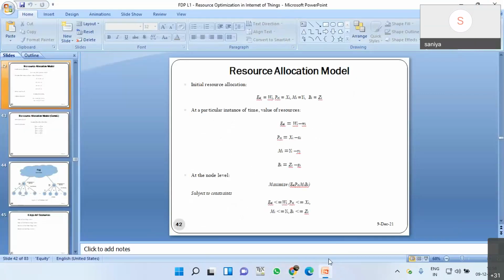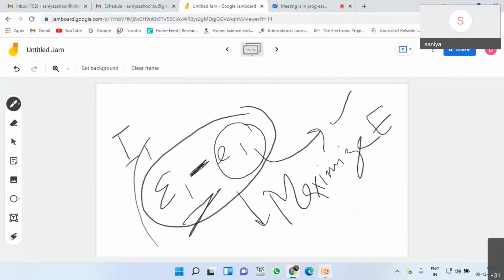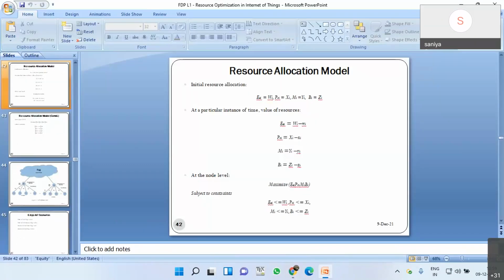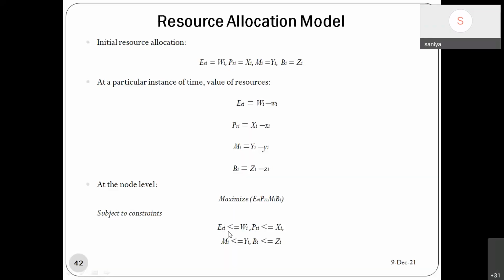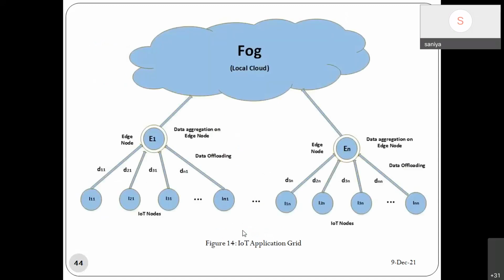This is what I need to understand, that the aim of this resource allocation is to maximize the energy that I have. If I talk about energy as an example, resource allocation will try to maximize. Yes, there are certain constraints which I have shown here, as the energy is limited. That means it has some constant value. So you need to understand that the aim of the resource allocation is to maximize the resources that you have.